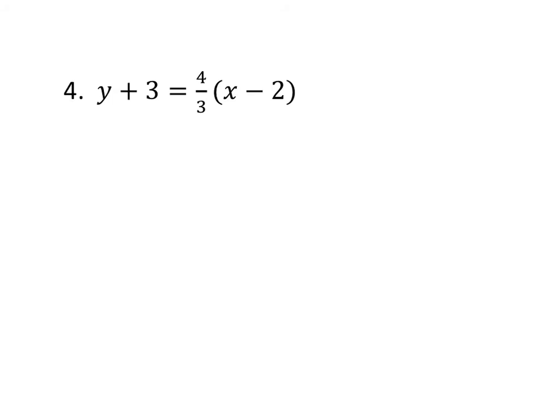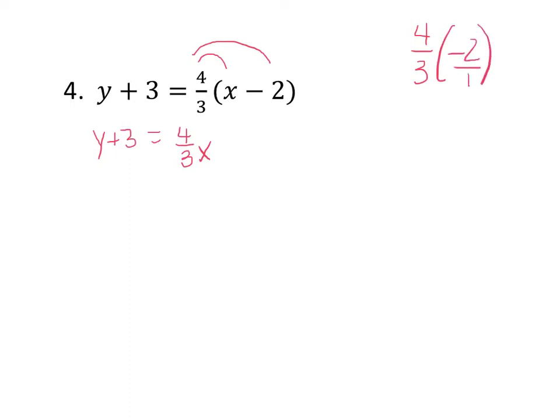Number 4. Let's go ahead and distribute the 4/3. So we have y plus 3 equals 4/3 x, and then 4/3 times a negative 2. We're going to put negative 2 over 1. So you multiply across, so multiply the top numbers, that would give you negative 8. Bottom numbers, 3 times 1 is 3. And we're going to go ahead and make this a mixed number. So 3 goes into negative 8 a negative 2 times, and with a remainder of 2, so I'm going to put 2 over my 3.